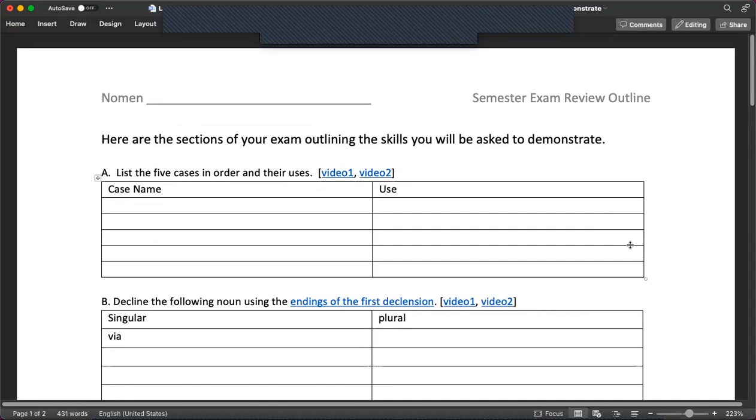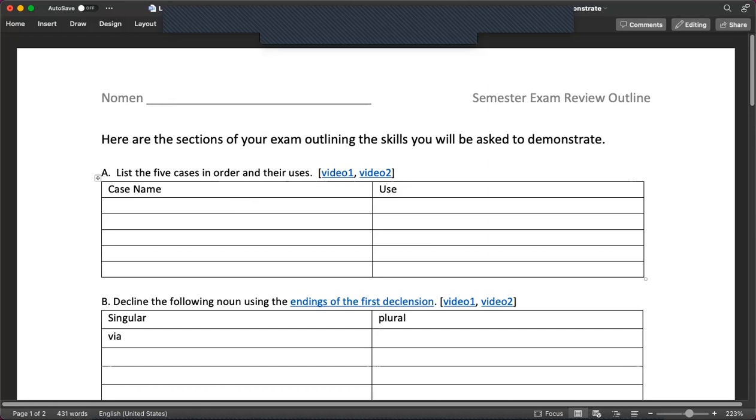So first and foremost, let's take a look at the directions. The sections of your exam will just ask you to demonstrate the skills that you have in studying Latin for the past couple months. Right? And this is the first basic skill. List the 5 cases in order and their uses.